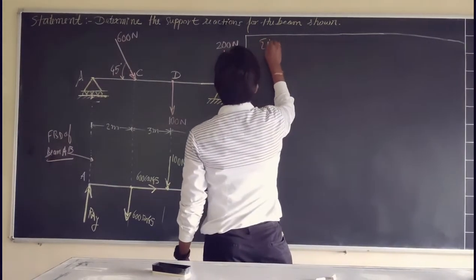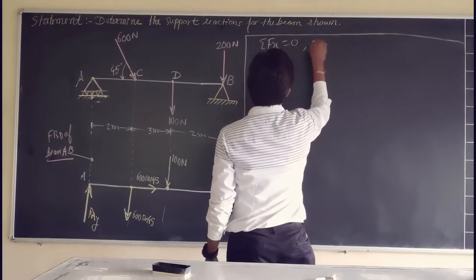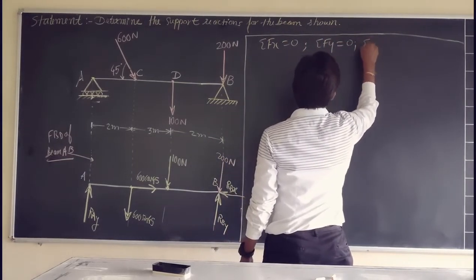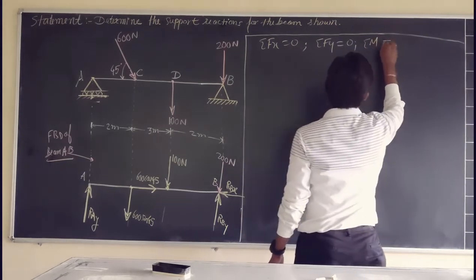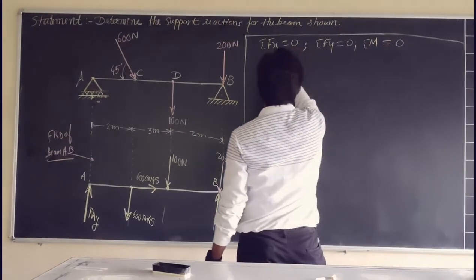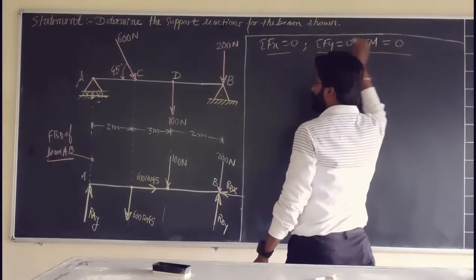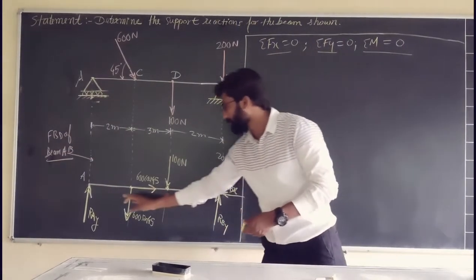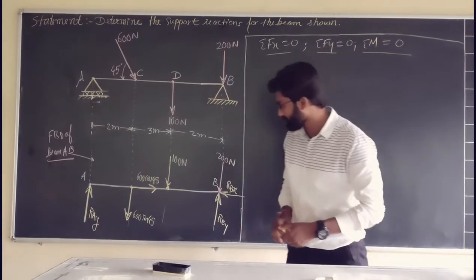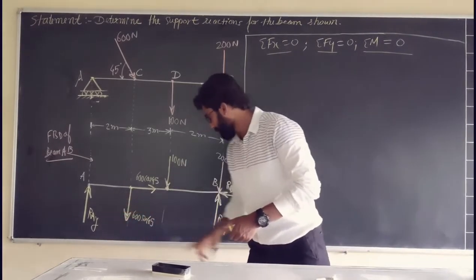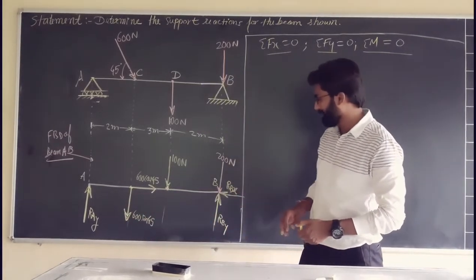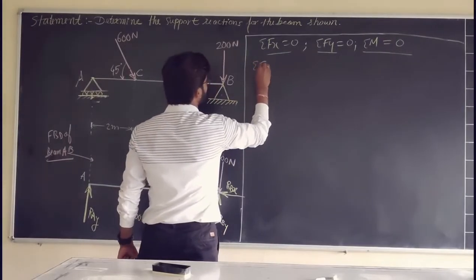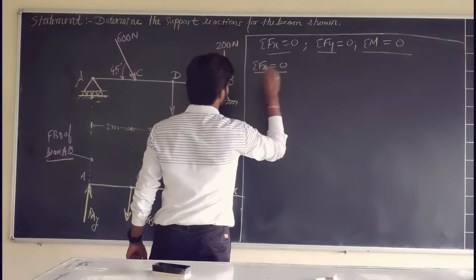So we have summation of Fx equal to 0, summation of Fy equal to 0, and moment about any point equal to 0. We have to use these three conditions of equilibrium to get our required determinations, that is the support reactions. So here how many unknowns do we have? We have RAY, RBY and RBX to be determined. So we will go with the first, summation of Fx equal to 0.